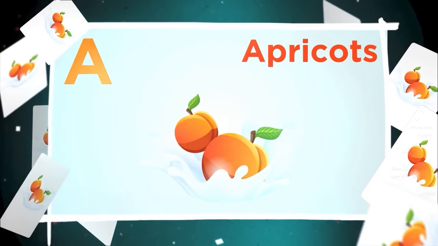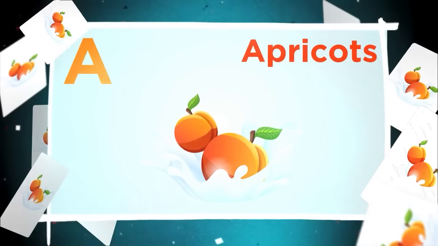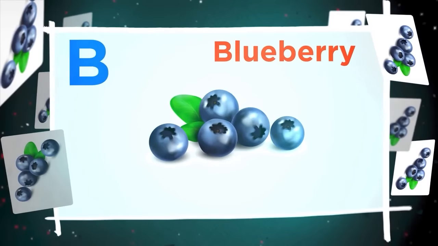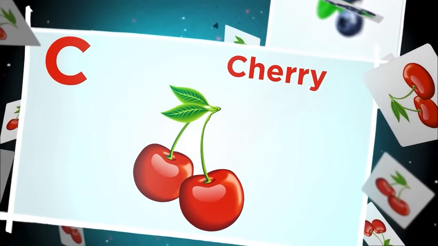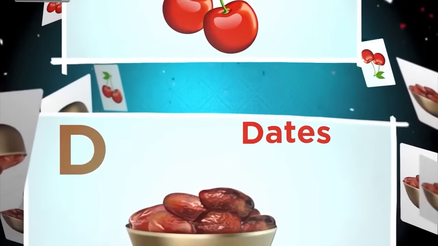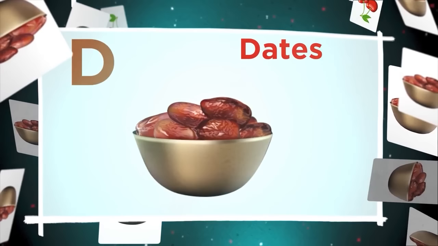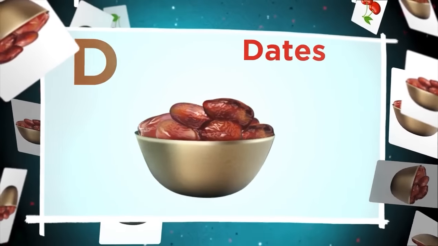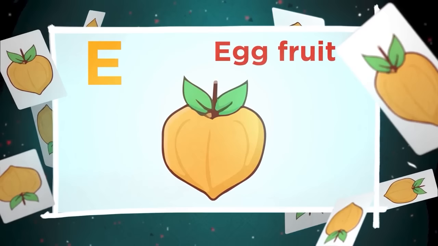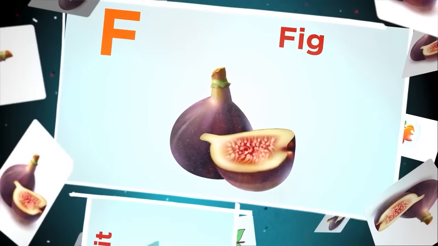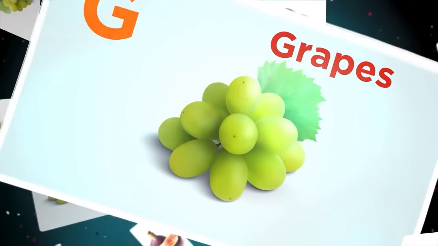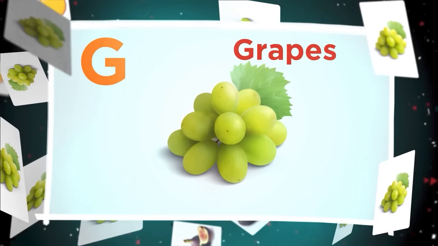A is for apricots. B is for blueberries. C is for cherries. D is for dates. E is for egg fruit. F is for fig. G is for grapes.